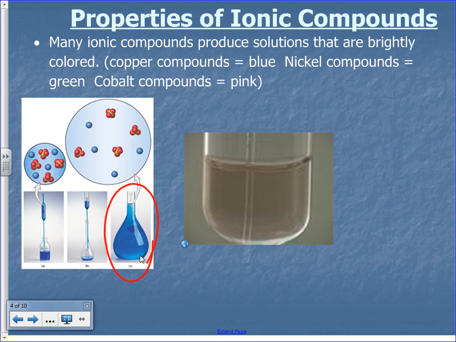Okay? Cobalt compounds are pinkish red. Right? Their salts are pinkish red and their solutions are pinkish red. Right? So those ones again are pretty easy to identify. I would make sure that you make a note of those. So cobalt compounds are pink, copper compounds are blue, nickel compounds are green.